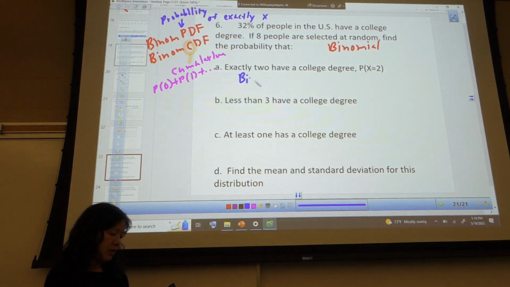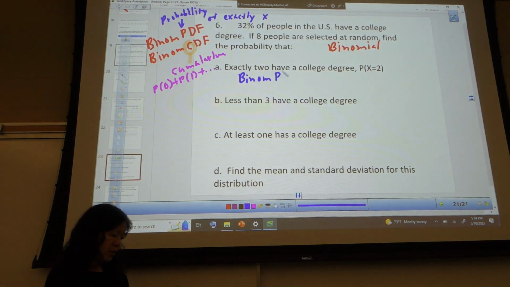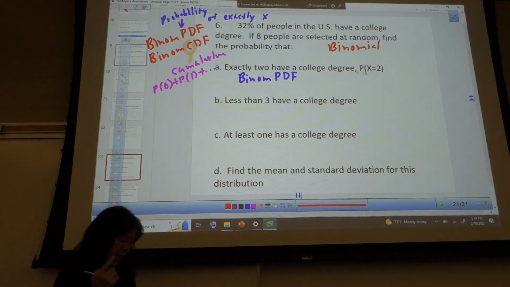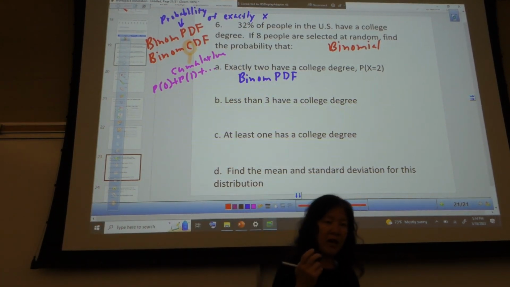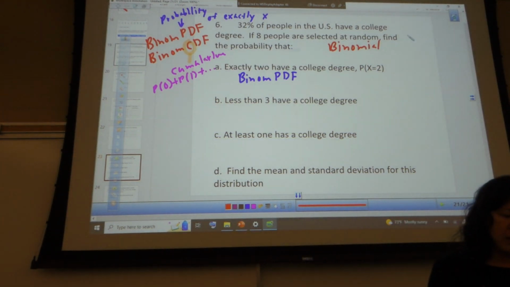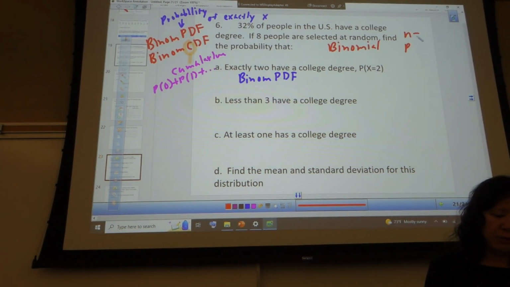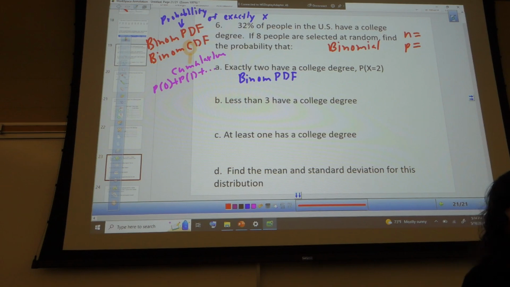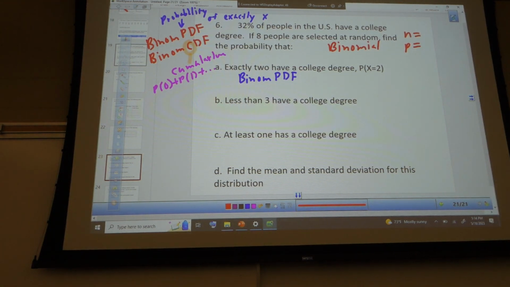Binom PDF. Now, we need to have binomials, they're all defined by their n and their p. So what's the n and the little p for this problem? Everyone find the n and the little p? N is 8. Little p is what? 32% or 0.32. Good? So then what's my little q again?